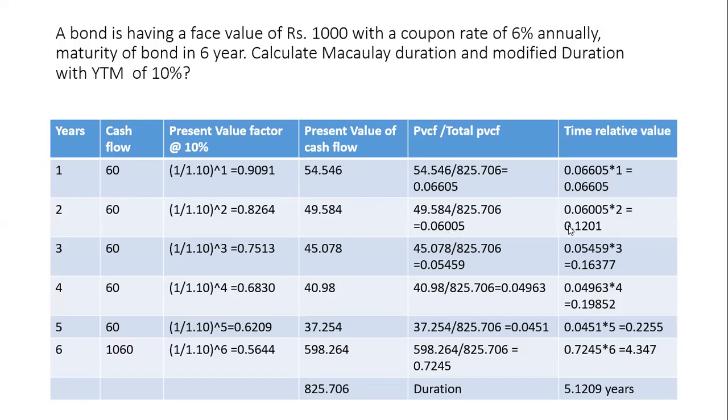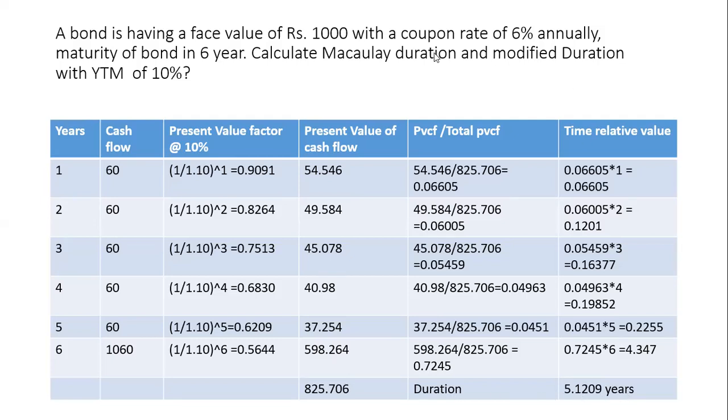0.06005 multiplied by 2 is 0.1201, 0.05459 into 3 is 0.16377. The fourth answer you will multiply with 4, the fifth answer with 5, and the sixth answer with 6. So you are multiplying with time in years and getting the answer, 5.1209 years. This is the Macaulay duration.